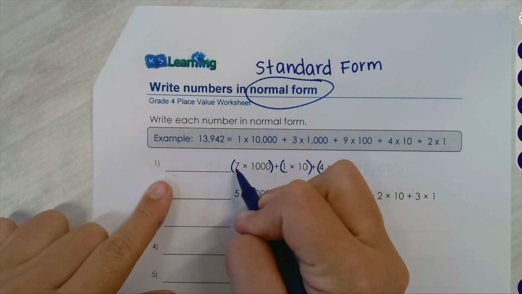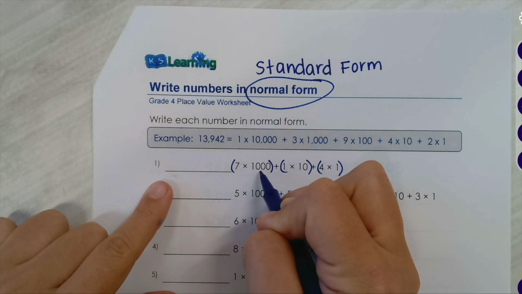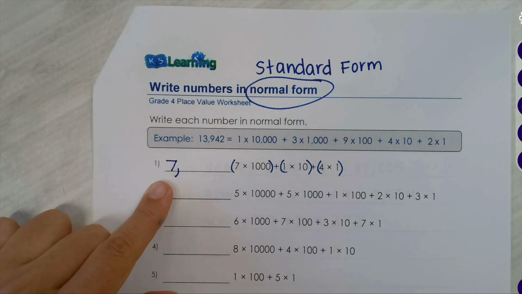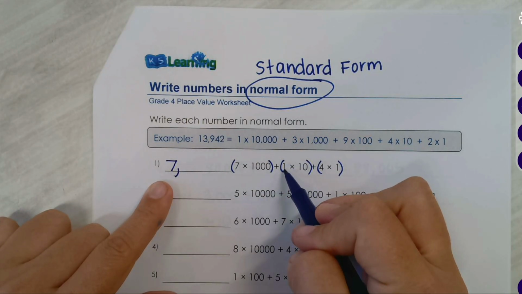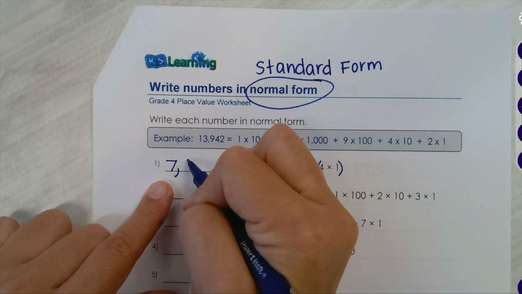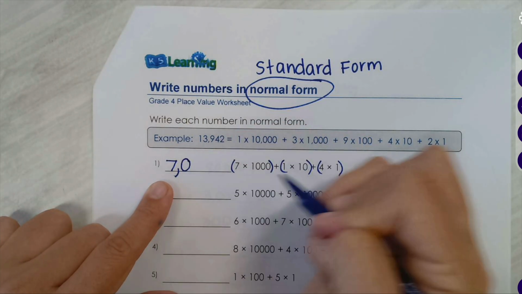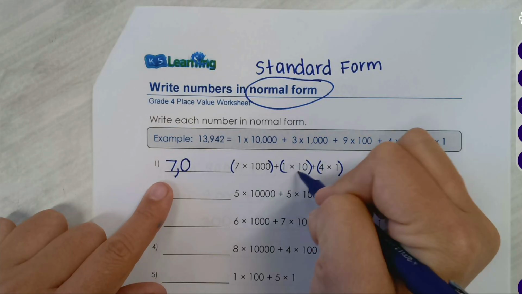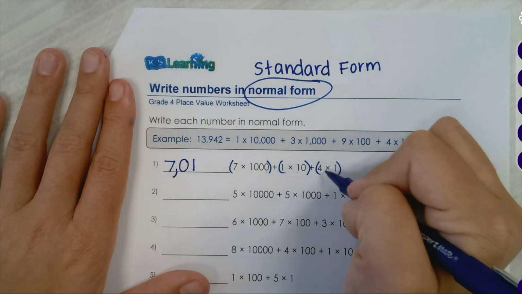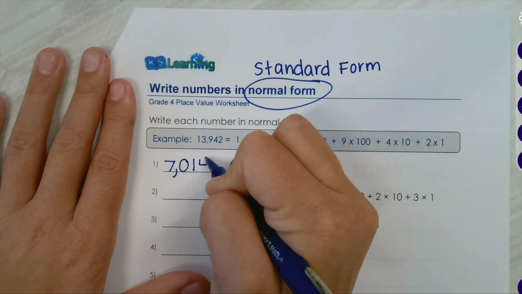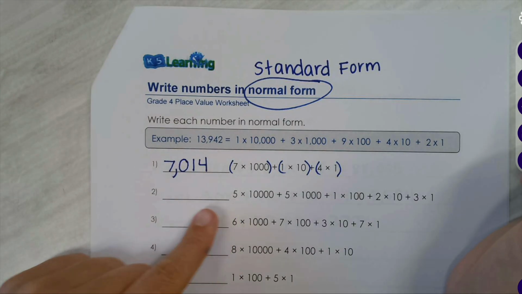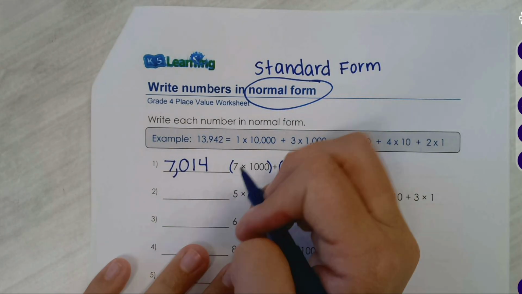So I see that this says 7 groups of 1,000. That means thousands place. So 7,000. But this says 1 group of 10. It didn't give me hundreds. So in my hundreds place, I need to put a 0. And in my tens place, I have 1 ten. So 1 and 4 ones. So I'm going to put a 4. 7,014 is the number.